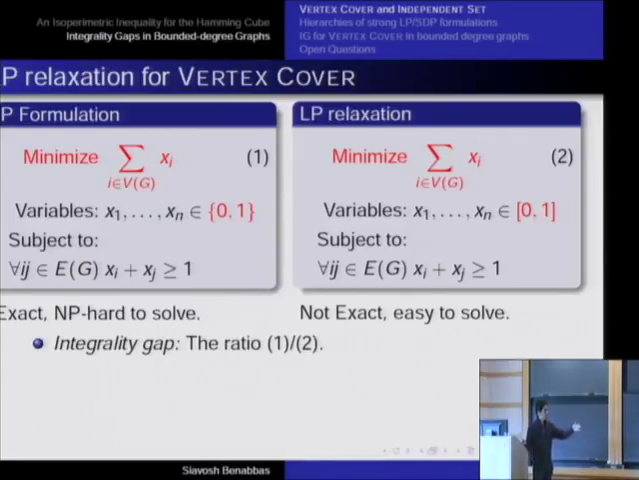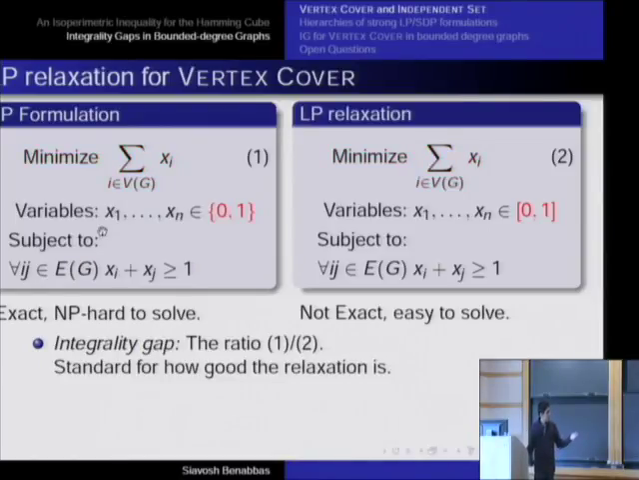So the right-hand side minimum is always smaller than the left-hand side because you're allowing for more values for xi's. So if the integrality gap is close to 1, it means that in this relaxation you haven't lost much, and you can get a good approximation for vertex cover. And so it's the standard for how good these relaxations are.